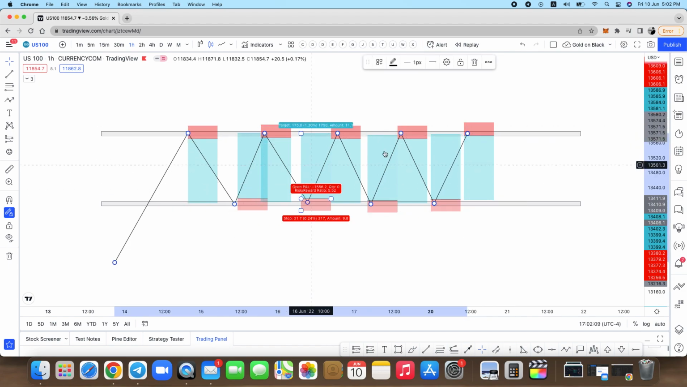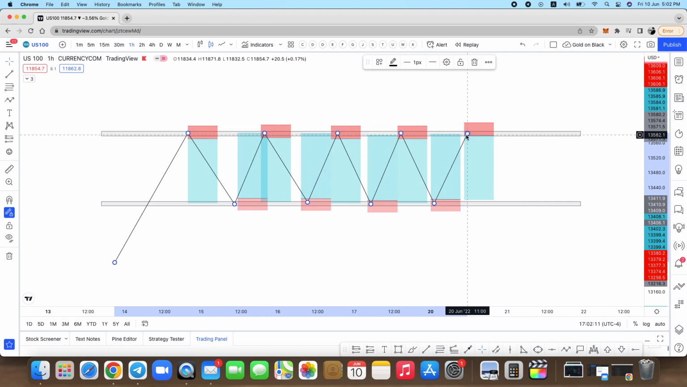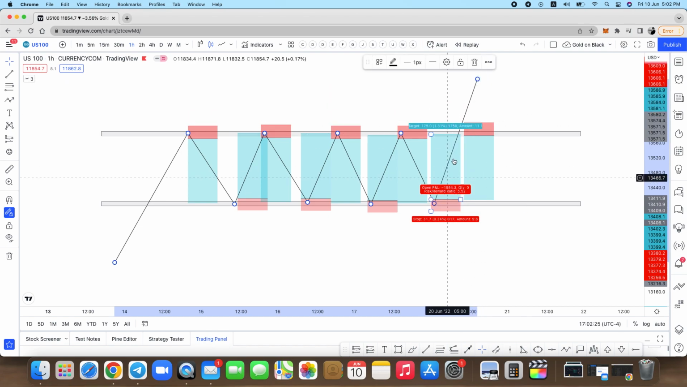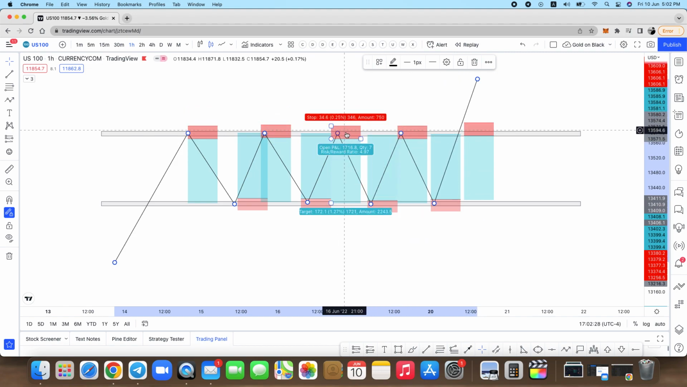Let's say it's consolidating, right? The price is consolidating like this. It's very simple for the market to, at some point, break this thing up, go very high, create a huge push, right? What is it doing? It's grabbing all the liquidity from all these sells.